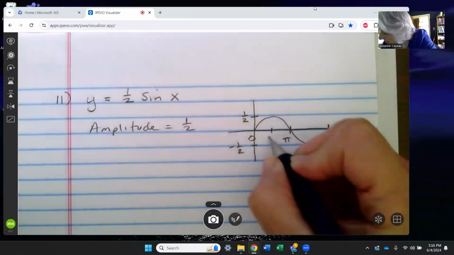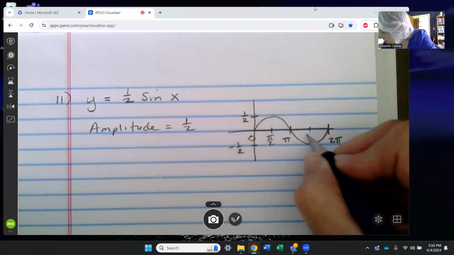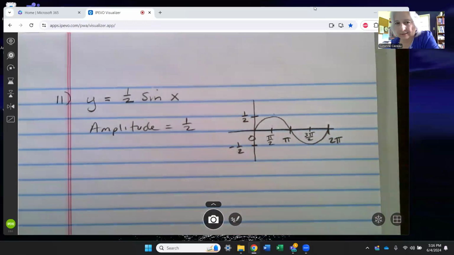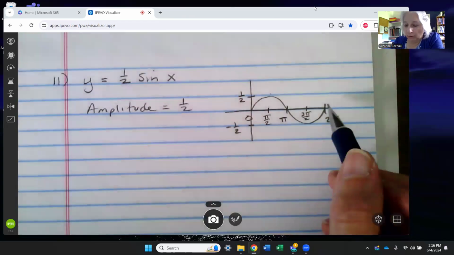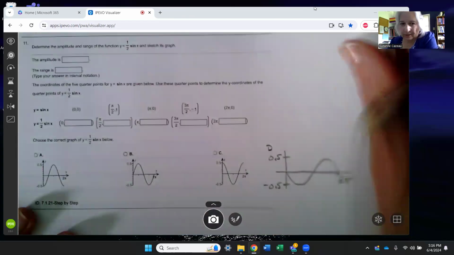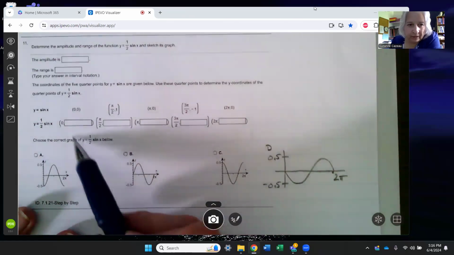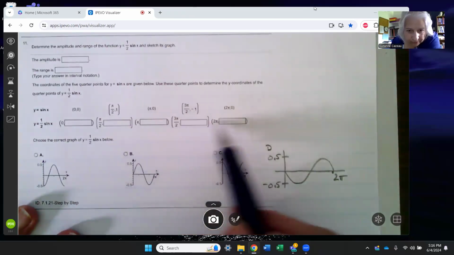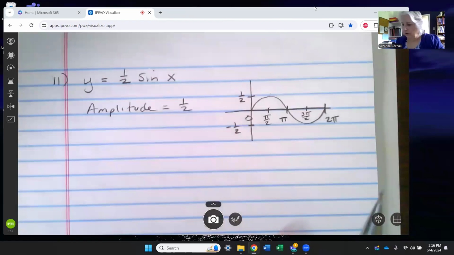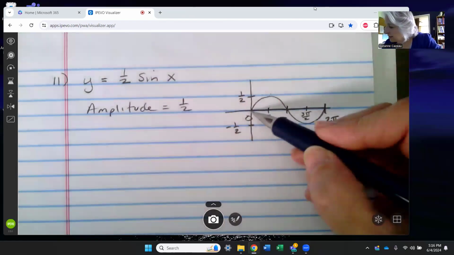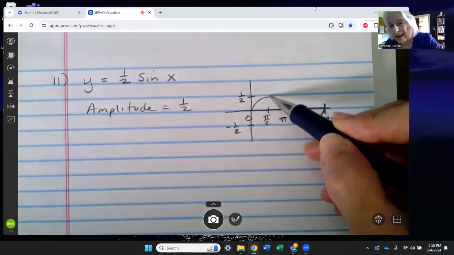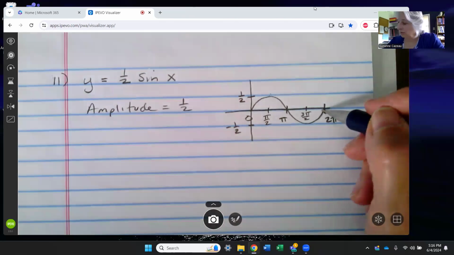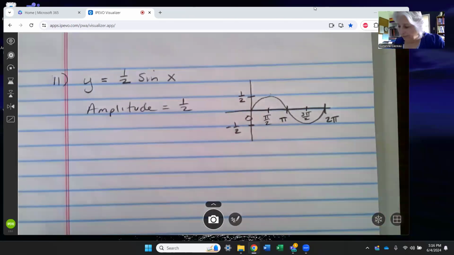Well, let me just fill this in. This would be pi over 2. This is going to be 3 pi over 2 because it's 1.5 pi's. So there, you can get all your ordered pairs. They want the ordered pairs in here. You're supposed to fill in the y values. Just by looking at this, you can say it's going 0 to 1/2 to 0 to negative 1/2 and then back up to 0. And that's the order that you can put them in there.